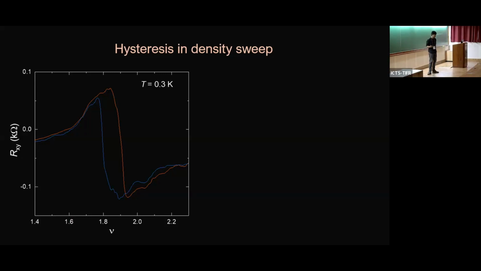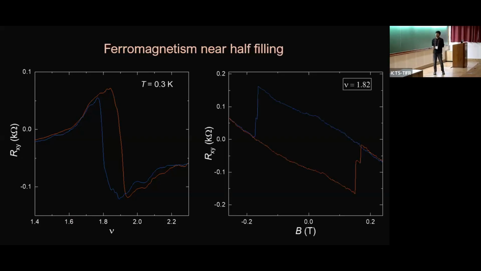Now, in order to confirm that, you would like to fix the carrier density inside the hysteresis loop and take a magnetic field sweep back and forth. So when we do that, we see a hysteresis in a magnetic field sweep in Hall resistance, and this appears at or near the half filling of the bands.